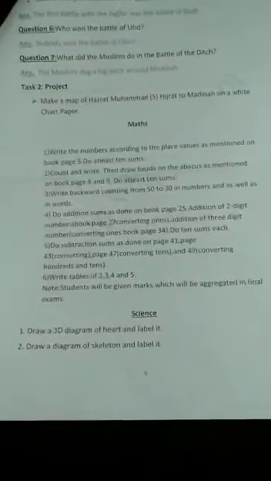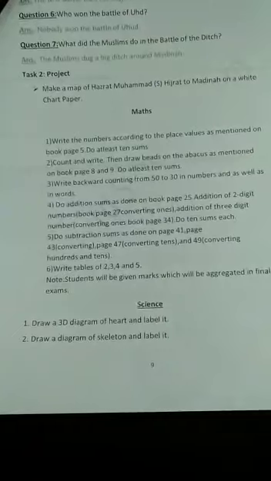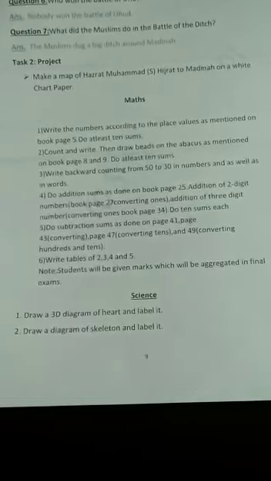And then next subject is of maths. Maths question number 1 is write the numbers according to the place value as mentioned on book page 5. Kids have to do at least 10 sums. Then question 2 is write, count and write, then draw beads on the abacus as mentioned on book page 8 and 9, and kids have to do at least 10 sums.